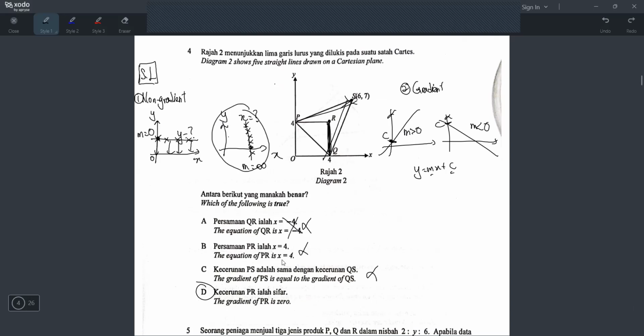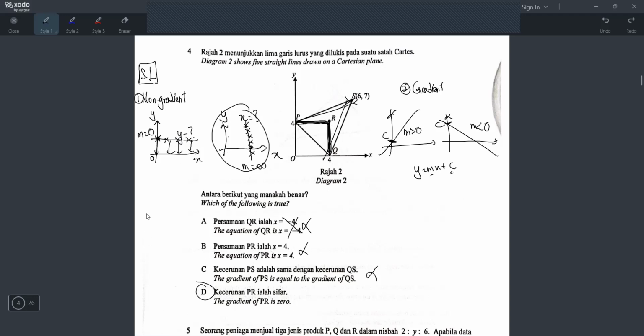What about B? Equation of PR is x equals 4. PR is like this. So this line is also a non-gradient line, and the equation will be y equals 4. Kenapa y equals? Because dia potong y-axis. I mentioned already, if dia potong y-axis, dia akan jadi y equals. So y equals 4. Alright. So they write x equals 4. That's why it's salah here.